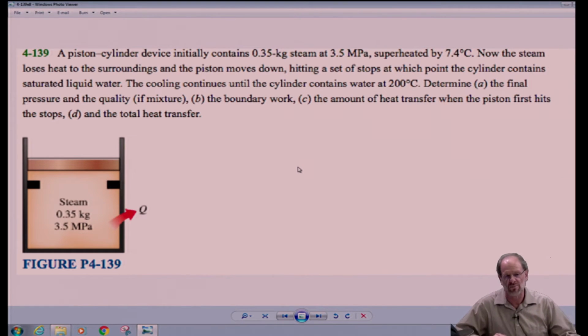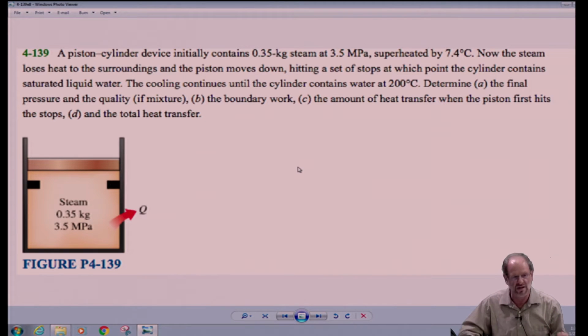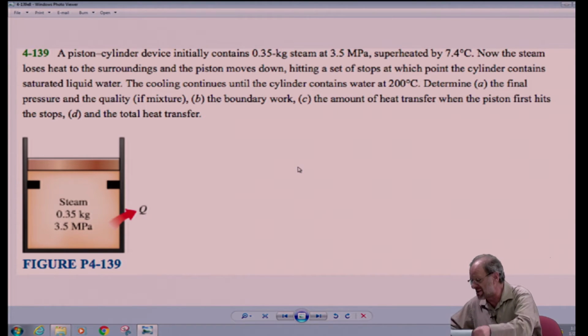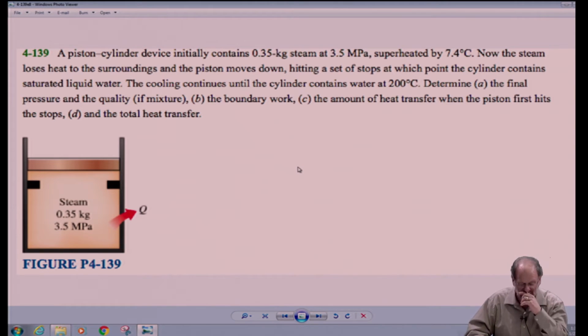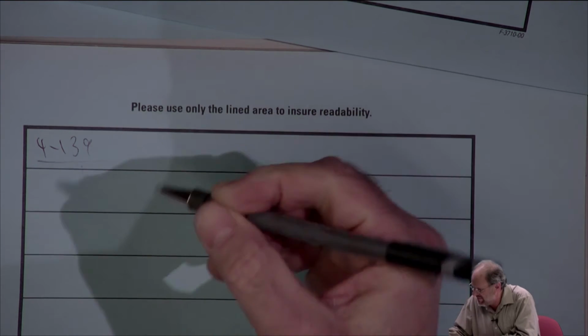Now, isn't the second part of the problem really the same problem as the one we did at the end last time? It's just a constant volume problem, isn't it? Once that piston comes down and hits the stops, it can't move anymore. The volume is constant inside that cylinder. The mass is clearly constant. So this is a constant volume process. So this particular problem is a two-part problem. You do the first part, let's call it from 1 to 2, which is a constant pressure process. And then you do the second part, which is from 2 to 3, let's just call that last point 3, which is a constant volume problem. All right, so 4-139.